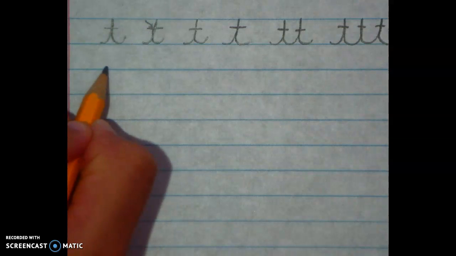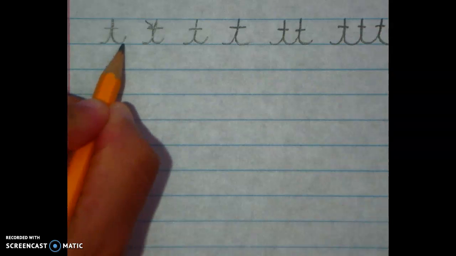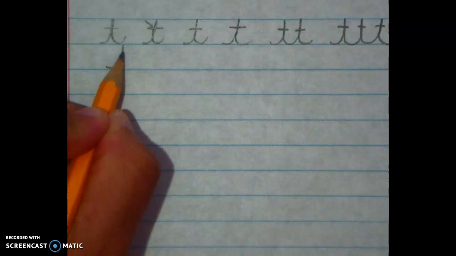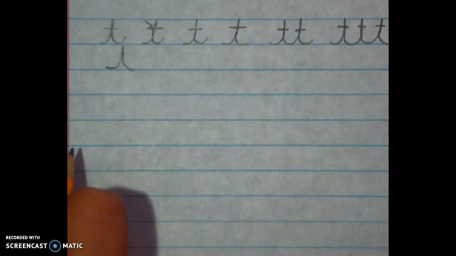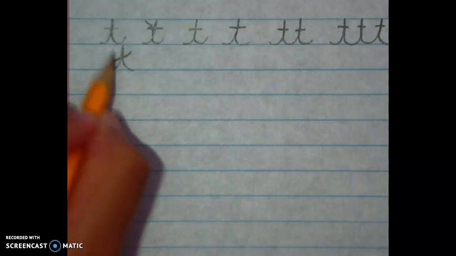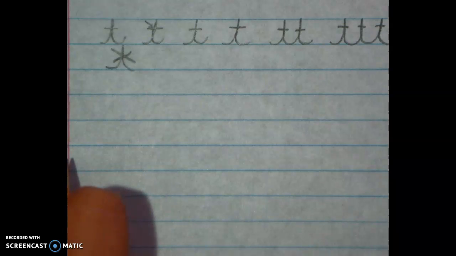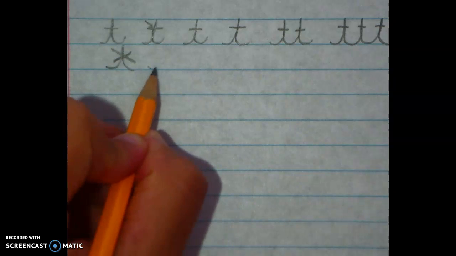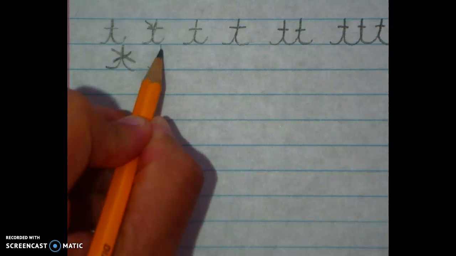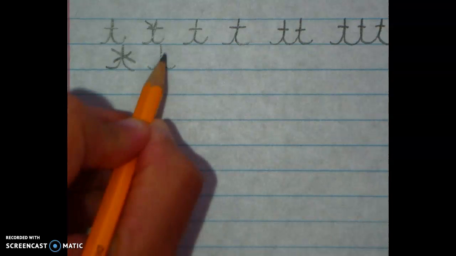Okay, so you want to make sure again that when you do your undercurve to your top line from your baseline, you retrace that original line. Look, I've already started to separate. That's when you want to erase it and do it again. Okay, so again, baseline to your top, retrace, come down to the baseline, cross your t.